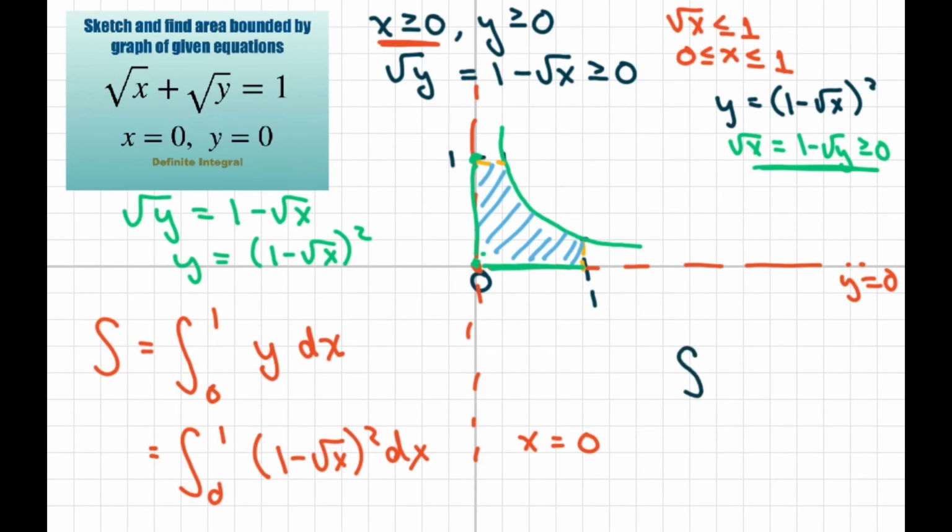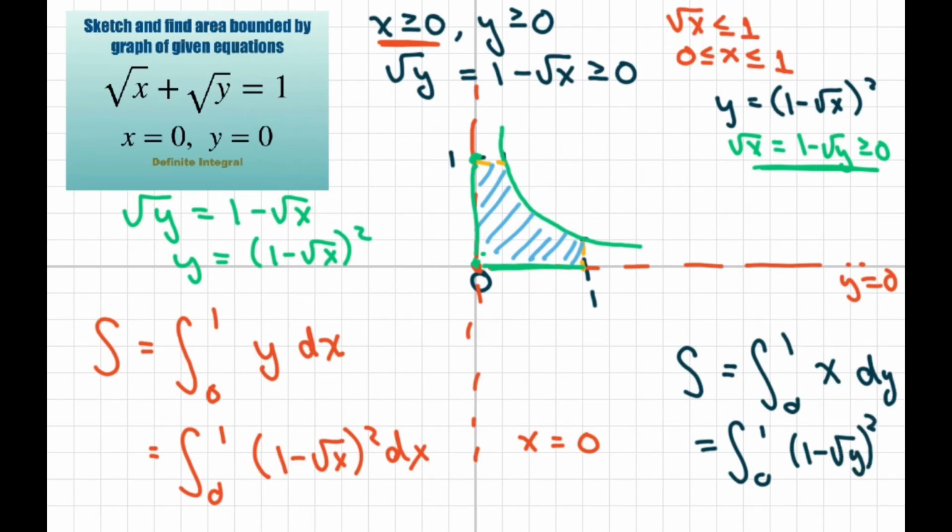And just so you know, I know I'm being repetitious, we could have done the same thing but gone from 0 to 1 of x dy, and then this would have been the integral from 0 to 1 of (1 minus square root of y) squared dy. Just so you know, you could have done it either way. All right, so let's go ahead and integrate this.